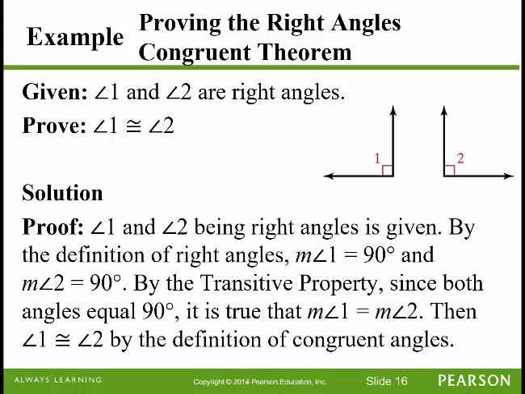So you could write it like this. Proof. Angle 1 and angle 2 being right angles is given. By the definition of a right angle, the measure of angle 1 is 90 and the measure of angle 2 is 90. By the transitive property, since both angles are equal to 90, it is true that the measure of angle 1 is equal to the measure of angle 2. So the key there is using the transitive property. Then angle 1 is congruent to angle 2 by the definition of congruent angles.